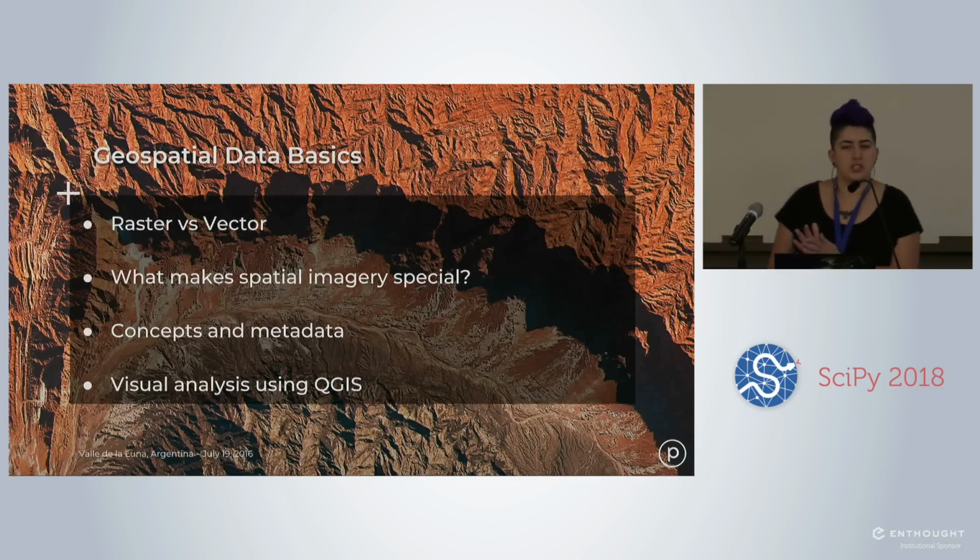A little bit about geospatial data basics. I talked about raster versus vector. I talked about what makes spatial imagery special. And I'm going to talk a little bit more about metadata. So I told you that spatial information has location information of some kind attached to it. It has other information attached to it in what we call the metadata. You're all probably familiar with the concept of metadata as far as files go.